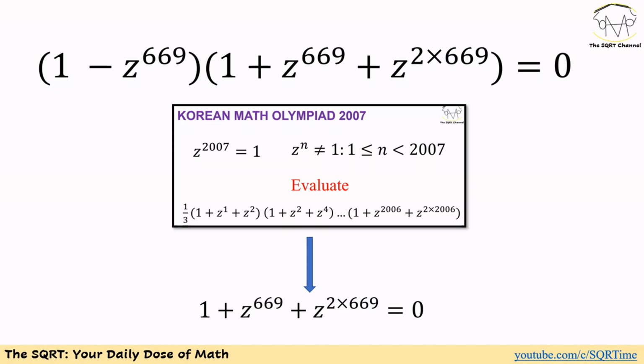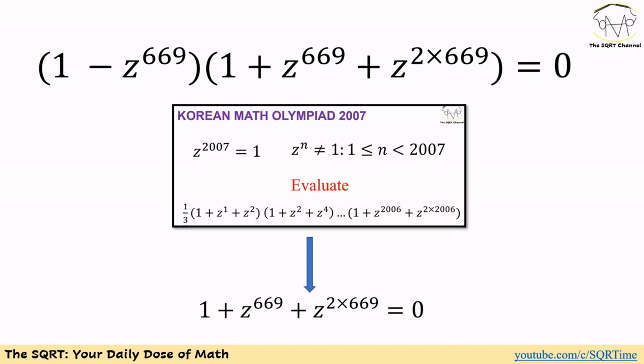We had z to the power of 2007 is equal to 1. We also know that z to the power of n is not equal to 1 for n greater than or equal to 1 and less than 2007. So we have a product of two terms, and we know that the first term, which is 1 minus z to the power of 669, cannot be 0 because z to the power of 669 cannot be equal to 1. We had this from the problem.